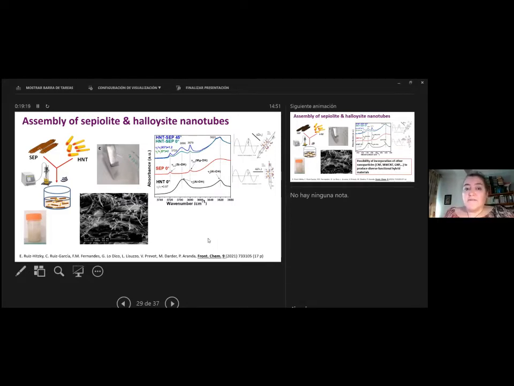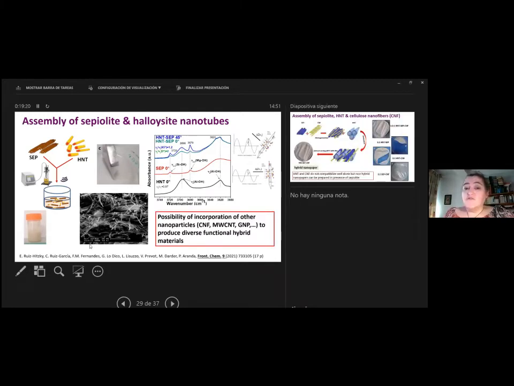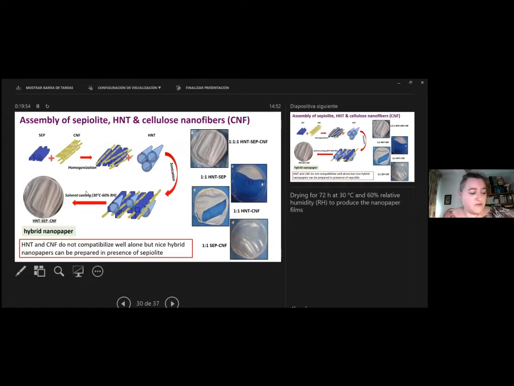More importantly, with this methodology, we have also observed that it is possible because we have previous work related to the use of sepiolite as a stabilizer of different types of material in combination with other types of nanoparticles, such as cellulose nanofibers, carbon nanotubes, or graphene nanoparticles. Later on, we also tried layered double hydroxides and other components. This is the idea we have when we try to combine the two clays and the other systems.